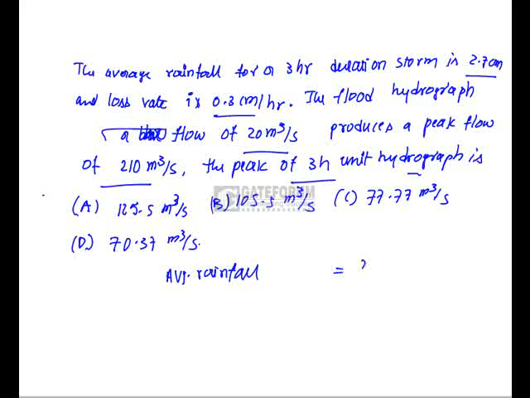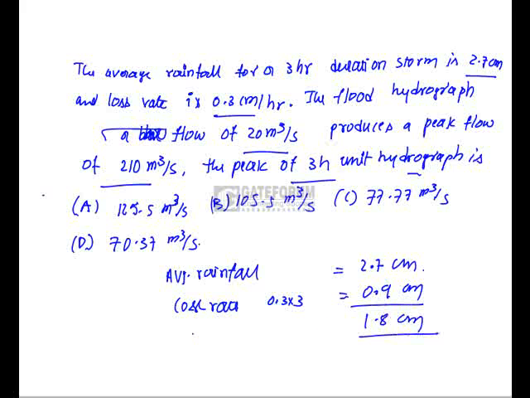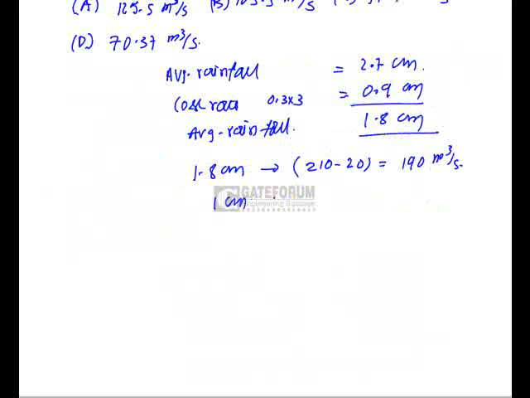So the average rainfall is given as 2.7 centimeters and the loss rate is 0.3 centimeters per hour. This is for a 3-hour duration, so 0.9 centimeters is the loss. So the remaining 1.8 centimeters is the average rainfall. From the unit hydrograph concept, for a 1.8 centimeter rainfall, the peak flow is 210 minus 20, that is 190 cubic meters per second.